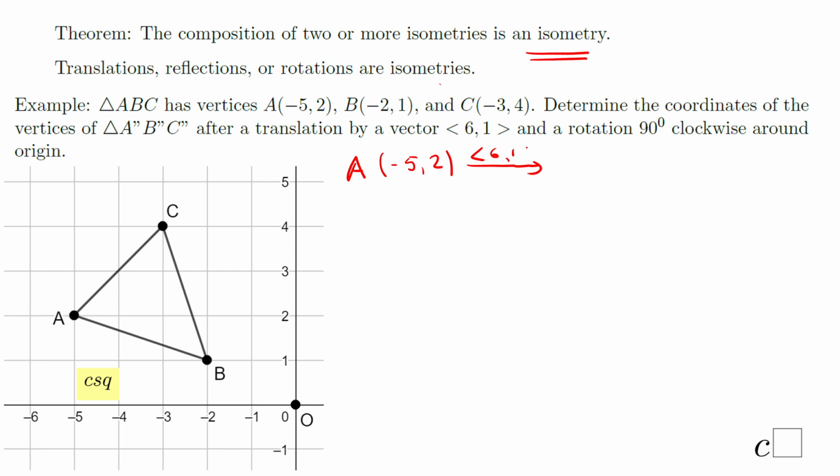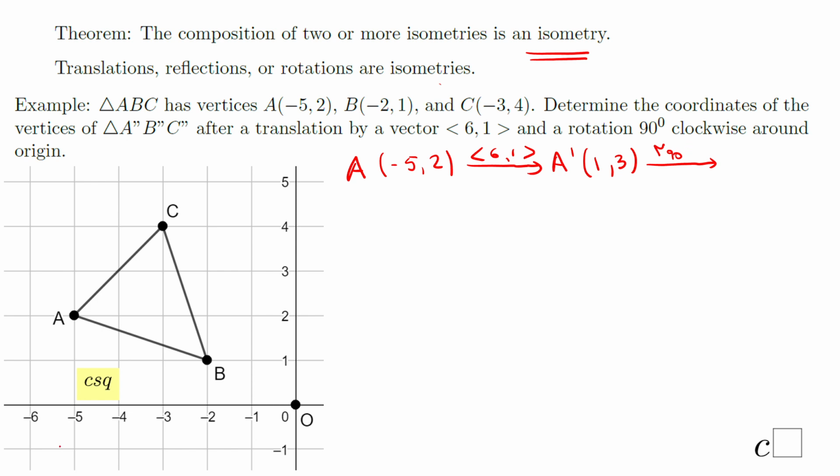Okay, so that will be -5 plus 6, that will be 1. 2 plus 1, that will be 3. And then we have a rotation 90-degree. I'm going to just use a small r, and I'm going to put just a 90 here clockwise. Remember that, around the origin. So I think we're good with this notation so far.